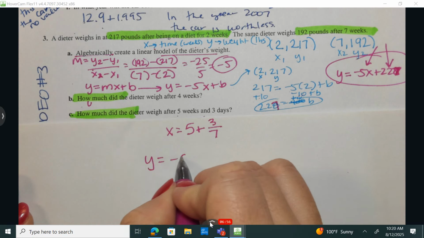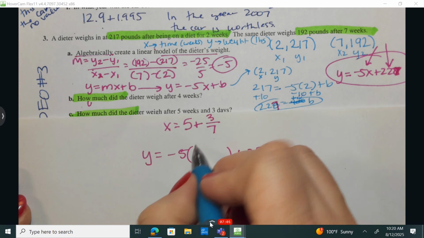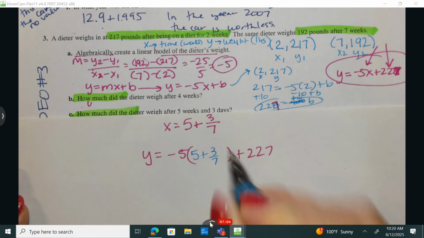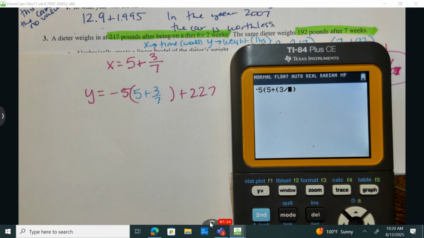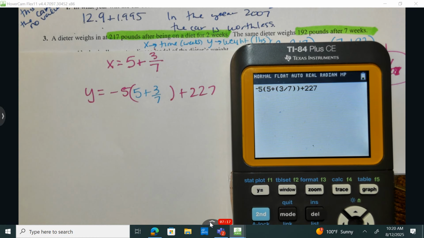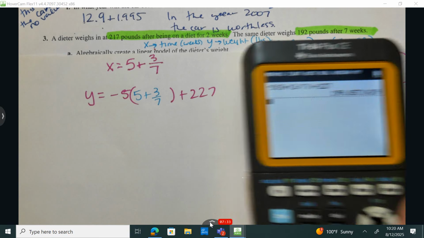Here is my equation. Watch how I'm plugging this in. When I plug in this portion, it's going to be in parentheses. Negative 5 times 5 plus, there's a fraction, put it in parentheses. Make sure that your calculator aligns to mine. And we can assume after 5 weeks and 3 days that the weight would be approximately, if we are going to round to the nearest tenth, 199.9.